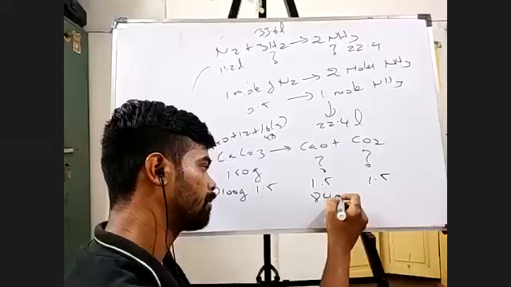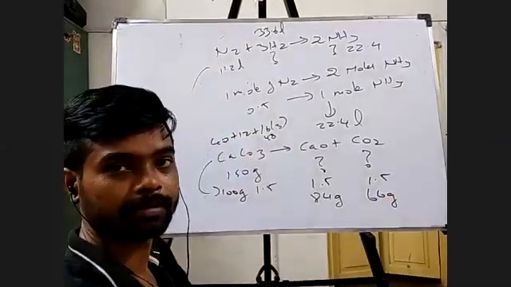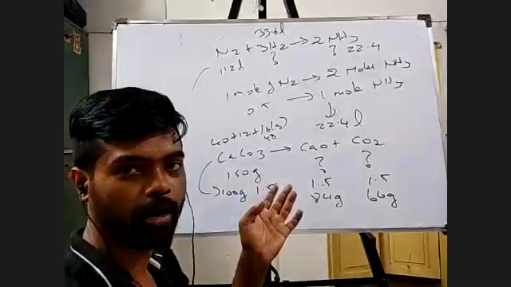84. Correct. 84 grams of CaO. Correct. How many grams of CO2? 66. Correct. 66. Exactly. Done. So this is how you do the problem.